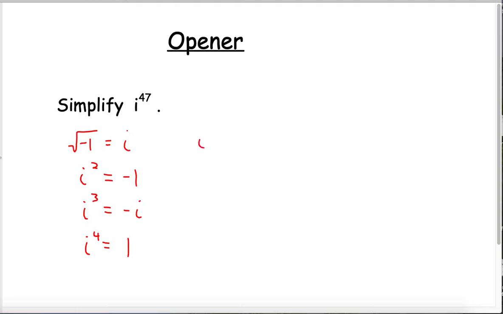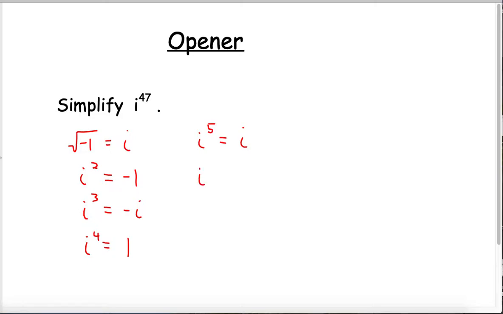So let's keep going. What if we did i to the 5th? Well, that's i to the 4th times i. And i to the 4th is 1, and so we have just i. So i to the 5th equals i. Now I'm starting to see a repeating pattern.